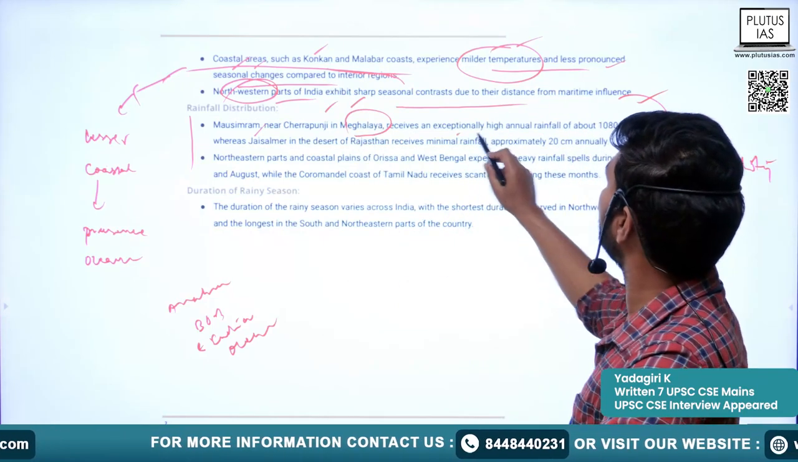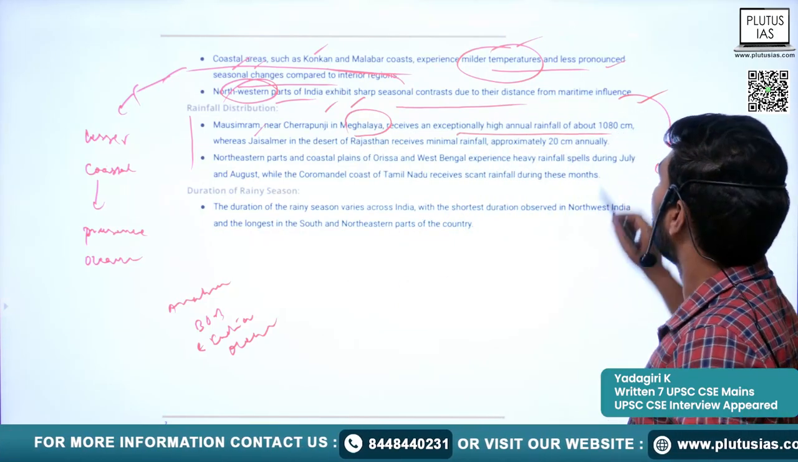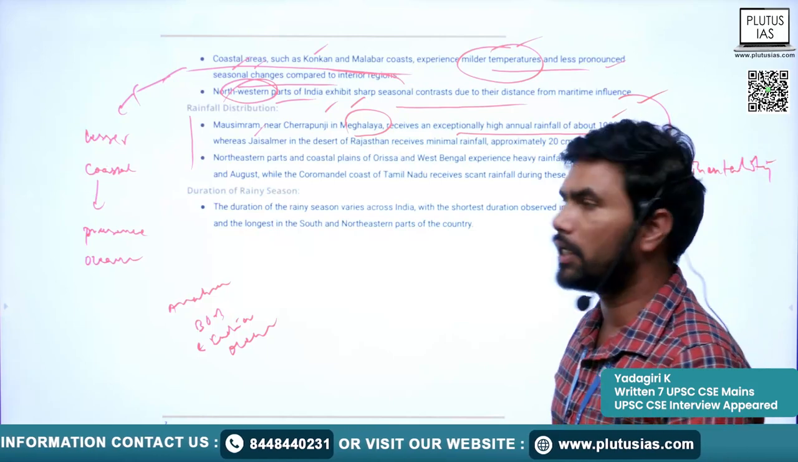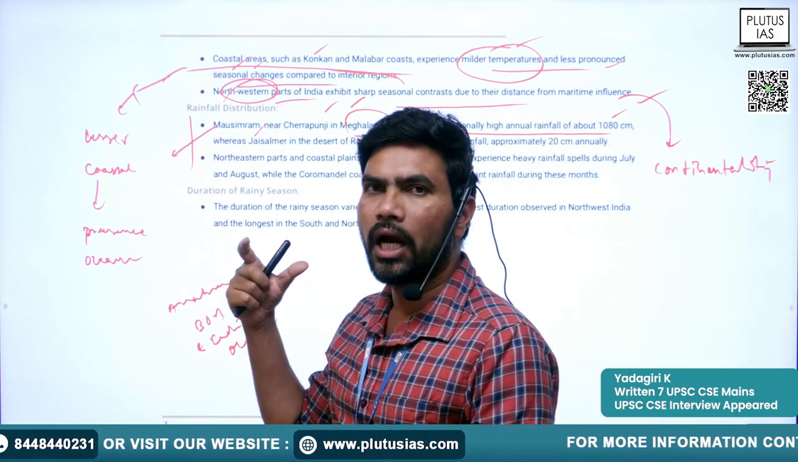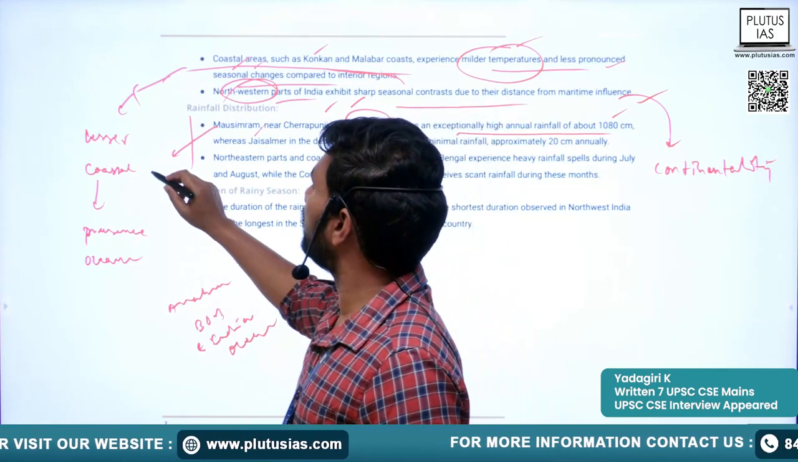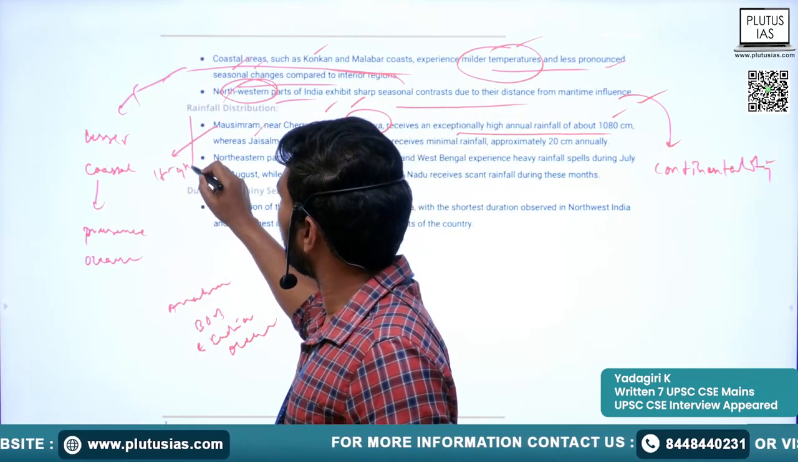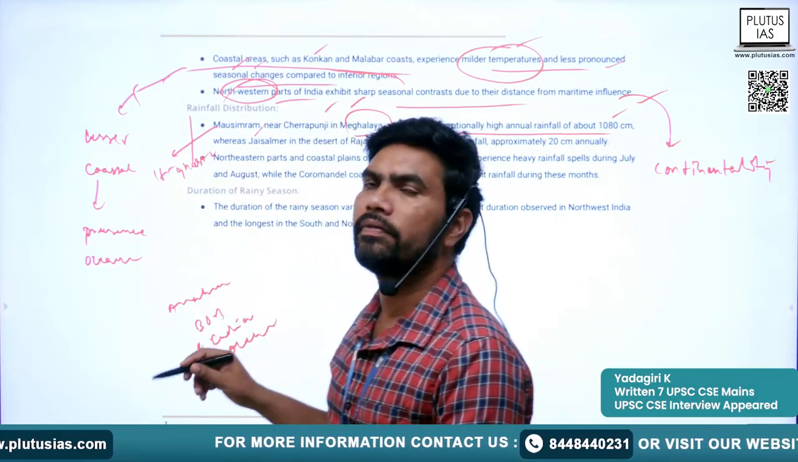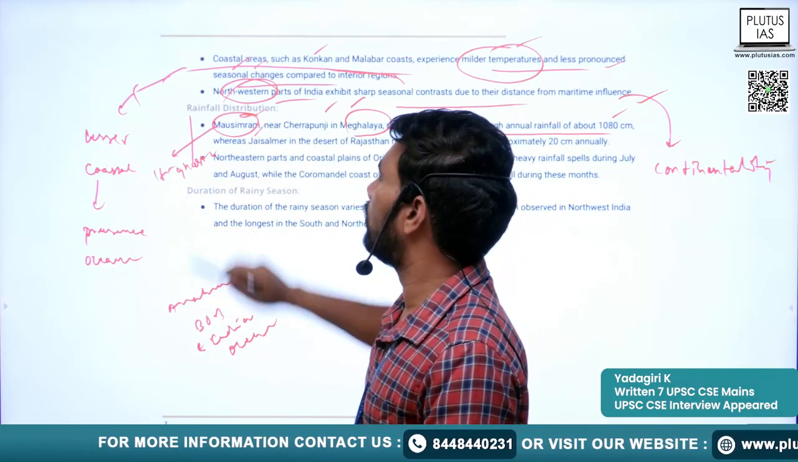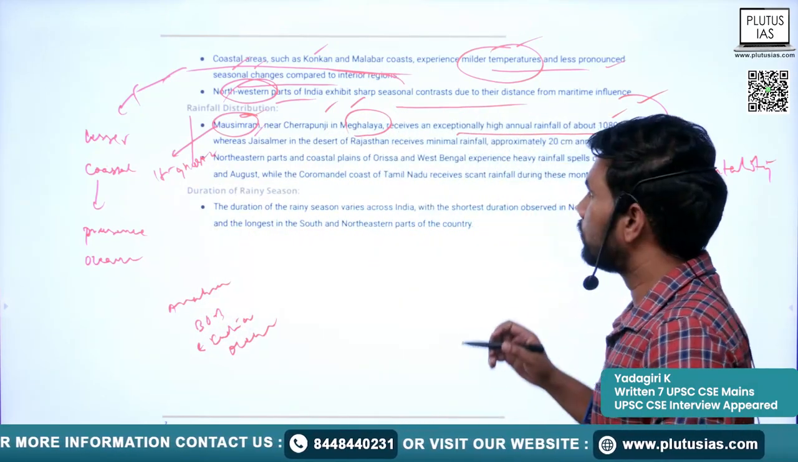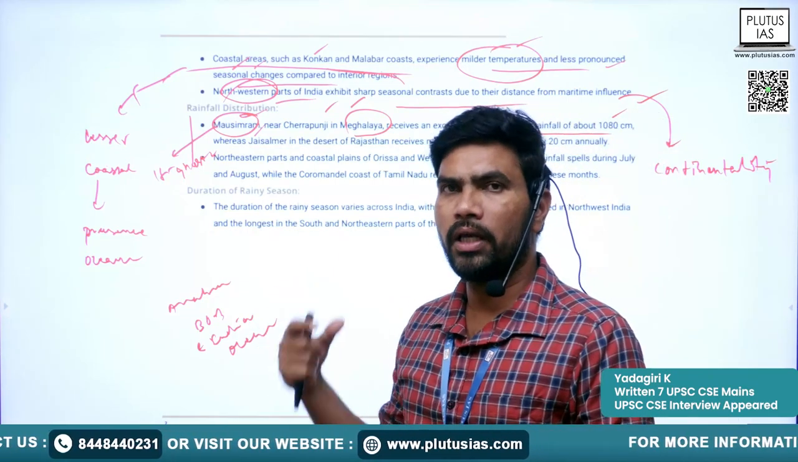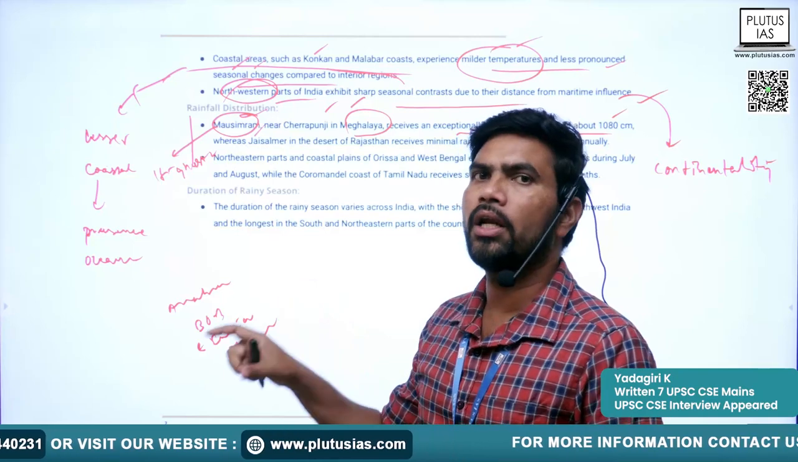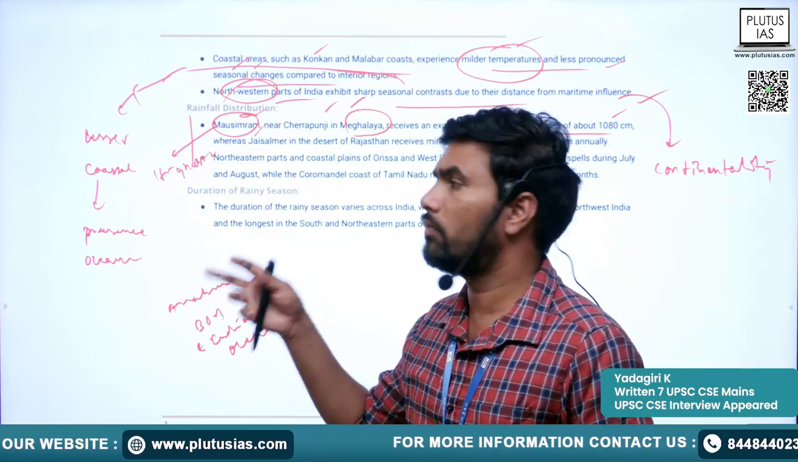It receives exceptionally high annual rainfall, about 1080 centimeters. This is the highest rainfall in the world. Highest rainfall receiving area in the world. It is Mawsynram. So India has a location where the highest rainfall is received, not only in India, not only in Asia, but also across the world.